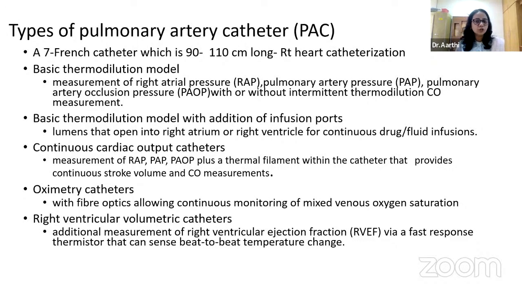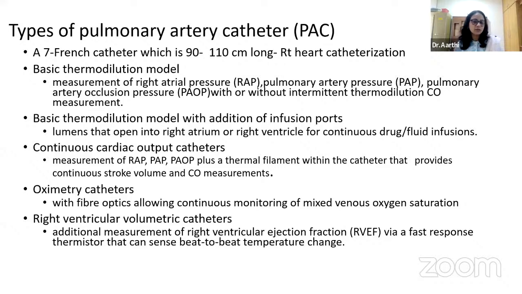The other model includes the addition of infusion ports, with lumens which open into the right atrium or the right ventricle. Along with the measurement of the pressures, they are also used for continuous drug and fluid infusions. And there are models which aid in measuring cardiac output continuously. This includes measurements of right atrial pressure, pulmonary arterial pressure, and occlusion pressure, along with a thermal filament on the catheter that would continuously monitor the stroke volume and cardiac output.